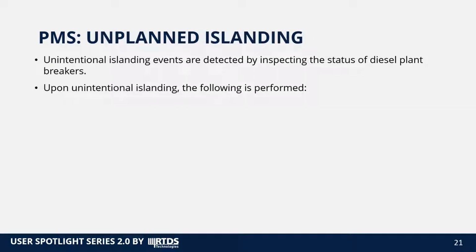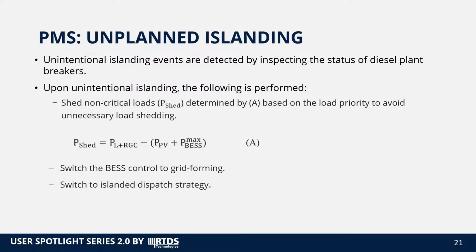In this research, unintentional islanding events are detected by inspecting the status of the diesel plant breaker. Upon an unintentional islanding, the following is performed. We will start by shedding non-critical loads determined by equation A based on the load priority in order to avoid unnecessary load shedding. And we will switch the battery energy storage control into grid forming control mode and enable island dispatch strategy.